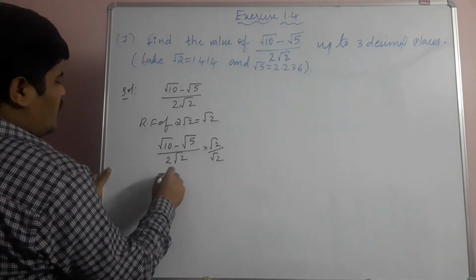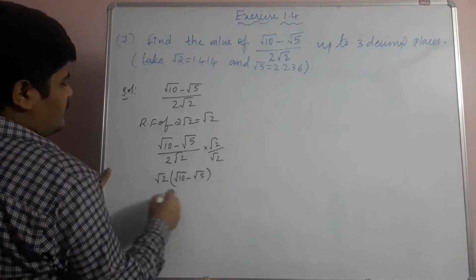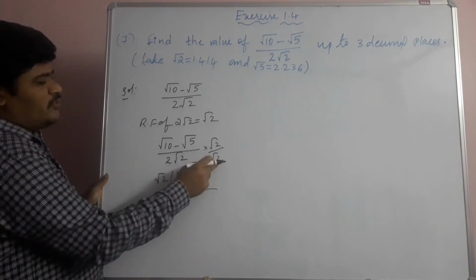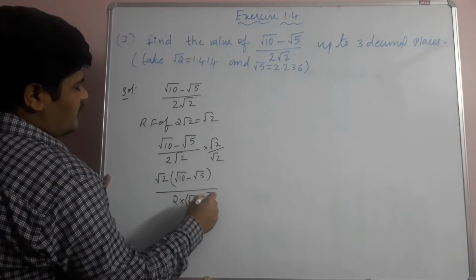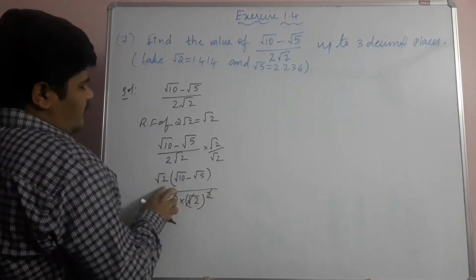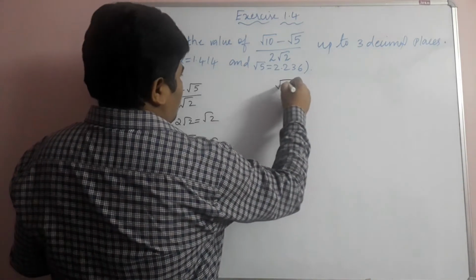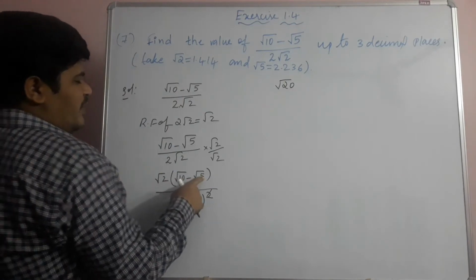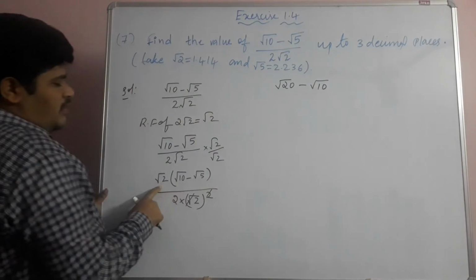So root 2 of (root 10 minus root 5) by 2 into, students, here root 2 into root 2, that is root 2 square. Okay, so square and square root cancel. So now root 2 into root 10 is root 20. So root 20 minus root 2 into root 5 is what? Root 10. So which formula we used here?